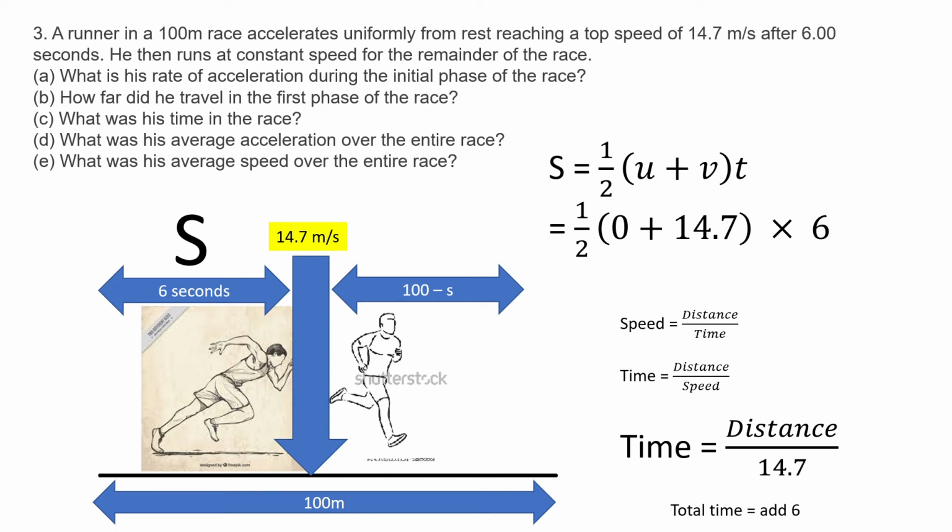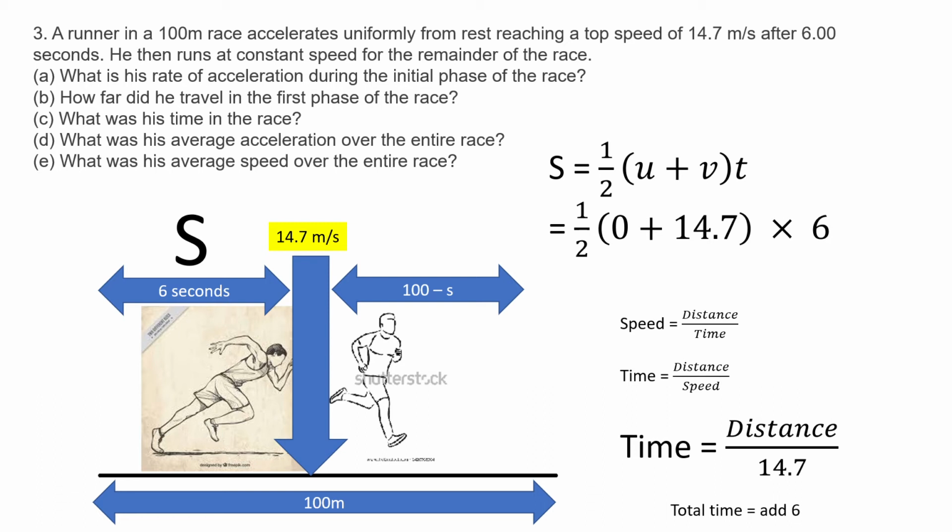Now, what was his time in the race? Well, you know that it took him 6 seconds for the first part. And then for the second part, he's not accelerating. He is traveling at a constant speed. So, you've worked out S, didn't you? You've worked out how far he's traveled in the first phase. Now, you know the whole distance is 100 meters. So you do 100 meters, take away S.